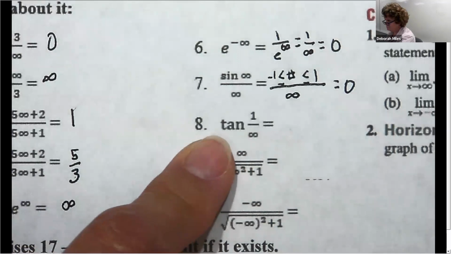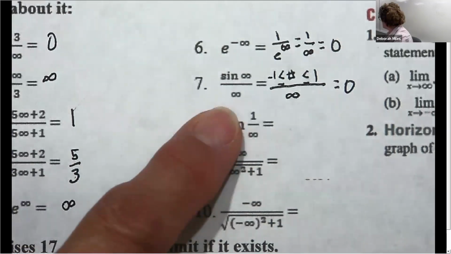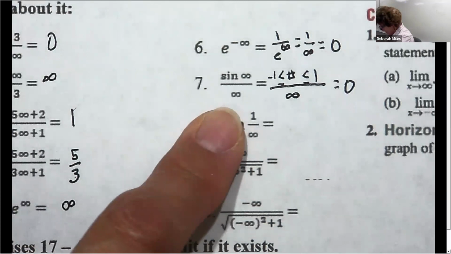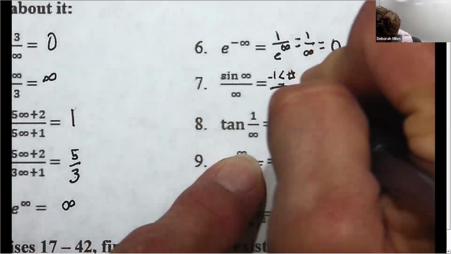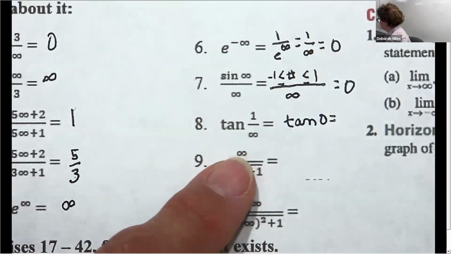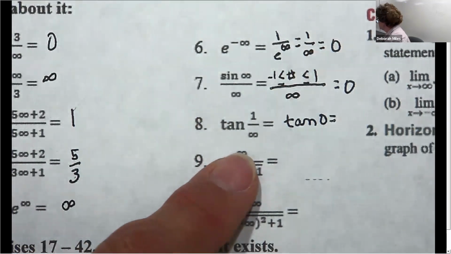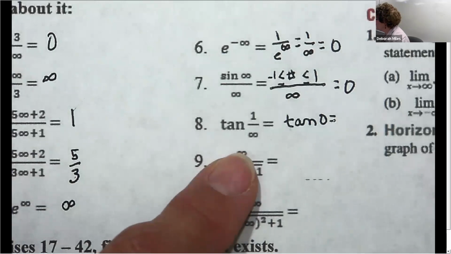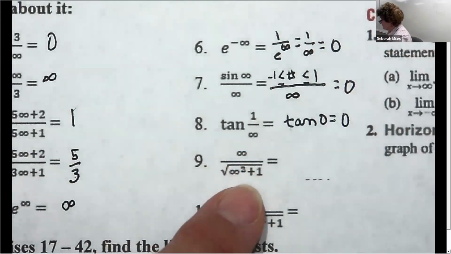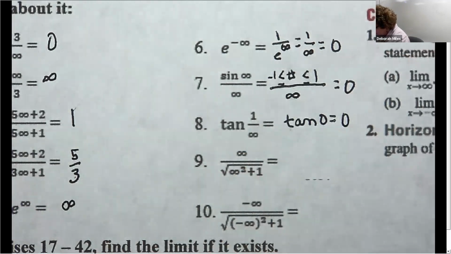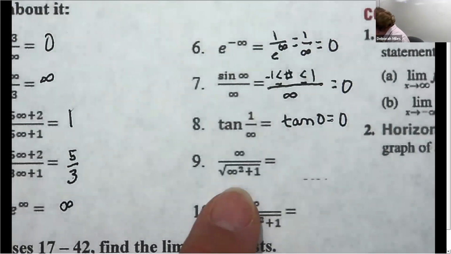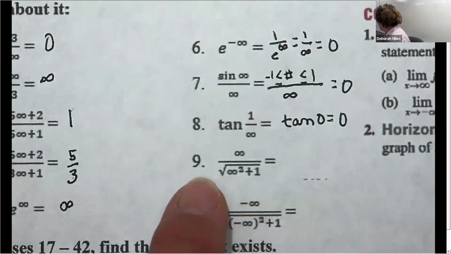What about tangent of 1 over infinity? Well, just the 1 over infinity part is 0, and then what's tangent 0? At 0 radians, the y divided by the x would be what? Would be 0. All right. What about infinity? Infinity divided by the square root of infinity squared plus 1.